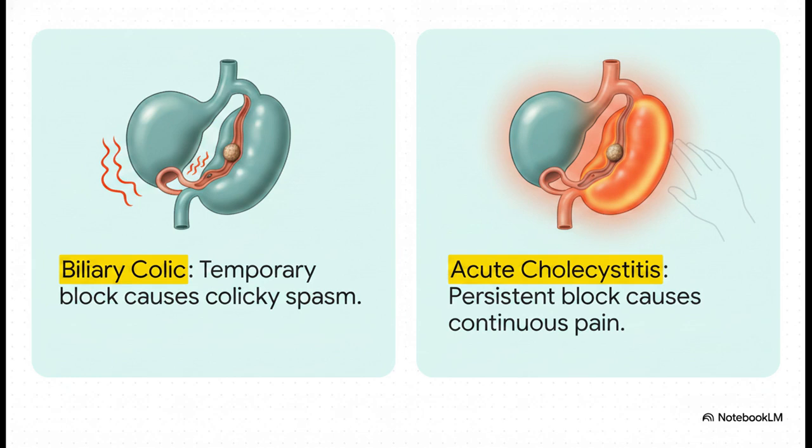Compare that to acute cholecystitis. Here, the obstruction is persistent. It doesn't move. This leads to continuous inflammation of the gallbladder wall. The pain stops being colicky and becomes a constant ache. Plus, this localized inflammation gives us a classic positive Murphy sign, where the inflamed gallbladder hits the examiner's fingers during deep inspiration, causing a sudden, sharp catching of breath.